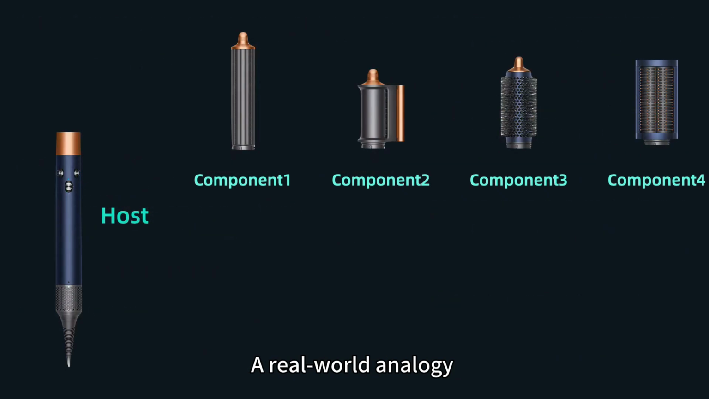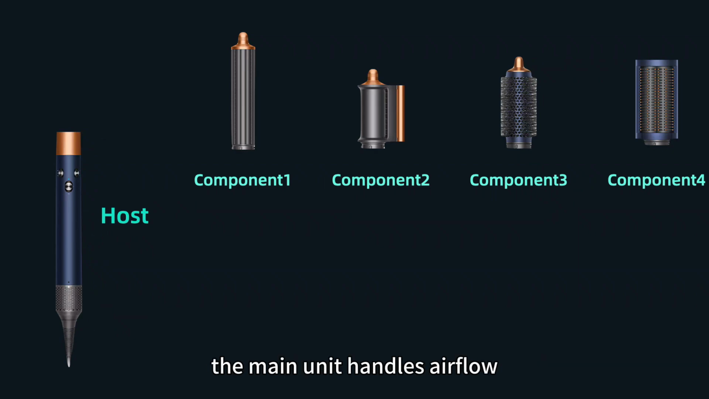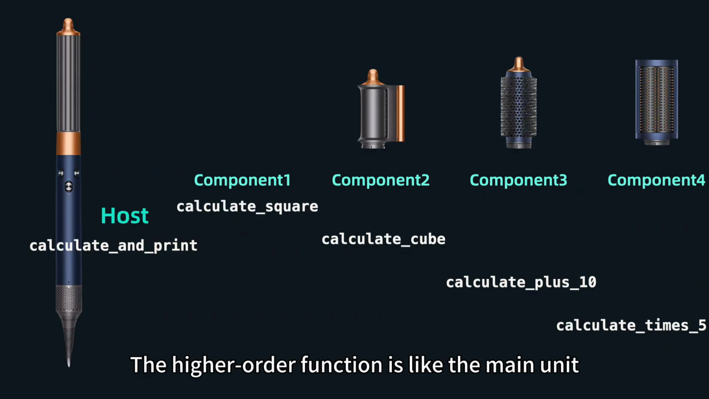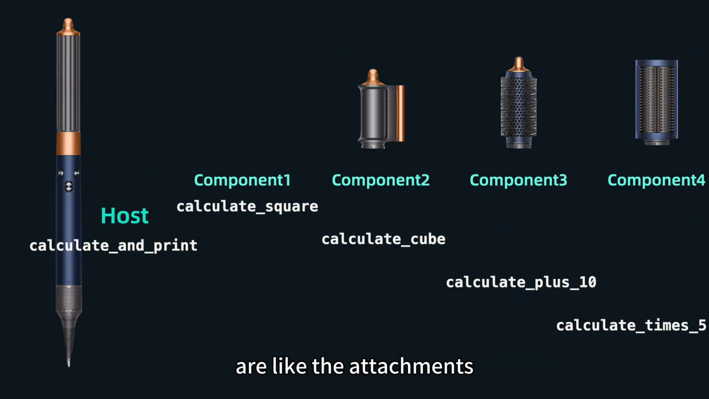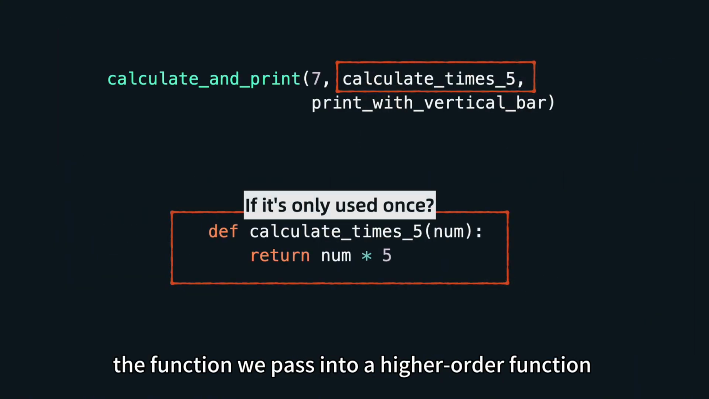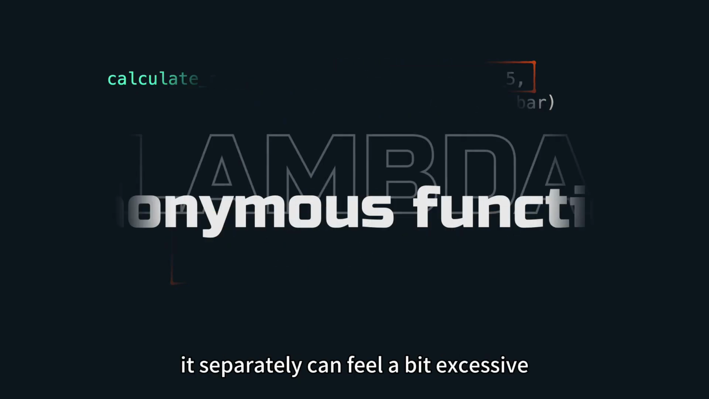A real-world analogy would be a multi-purpose hairstyling device. The main unit handles airflow, temperature, and speed, while different attachments, like curling barrels or nozzles, enable different functions using the same base. The higher-order function is like the main unit, and the functions passed in as parameters are like the attachments. Sometimes, however, the function we pass into a higher-order function is only used once, and giving it a name and defining it separately can feel a bit excessive.